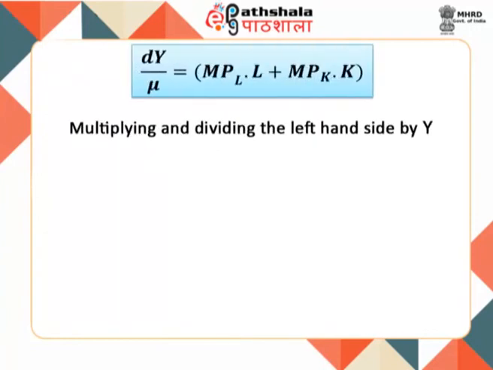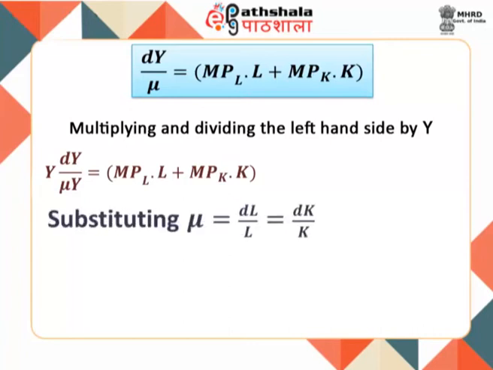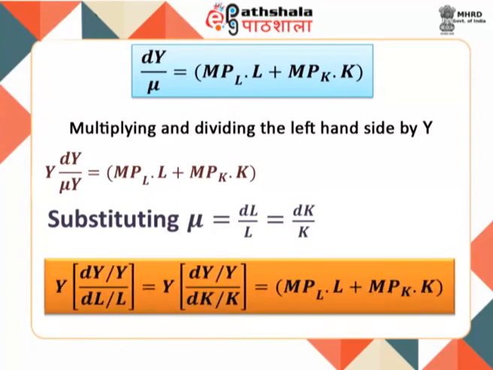Multiplying and dividing the left-hand side by Y, we obtain Y into dY by mu Y equals MPL into L plus MPK into K. Now, by substituting mu equals dL by L equals dK by K, we get Y into dY by Y divided by dL by L equals Y into dY by Y divided by dK by K equals marginal product of L into L plus marginal product of K into K.